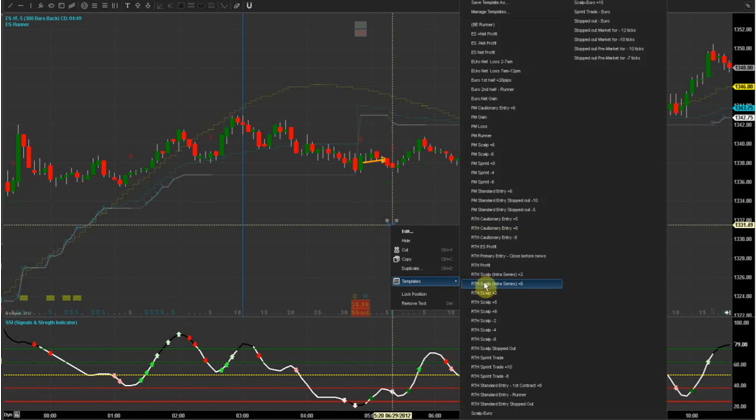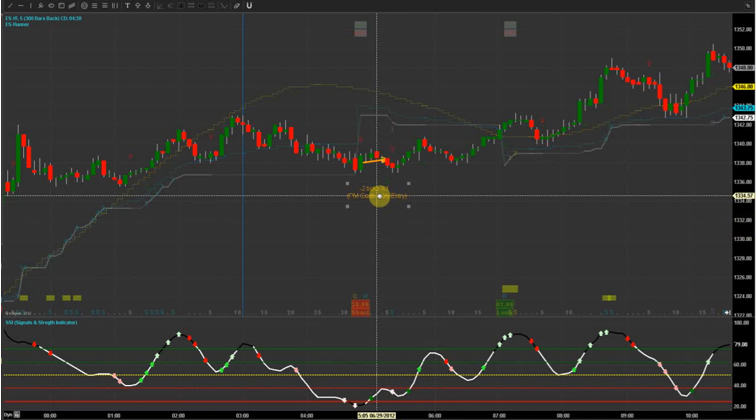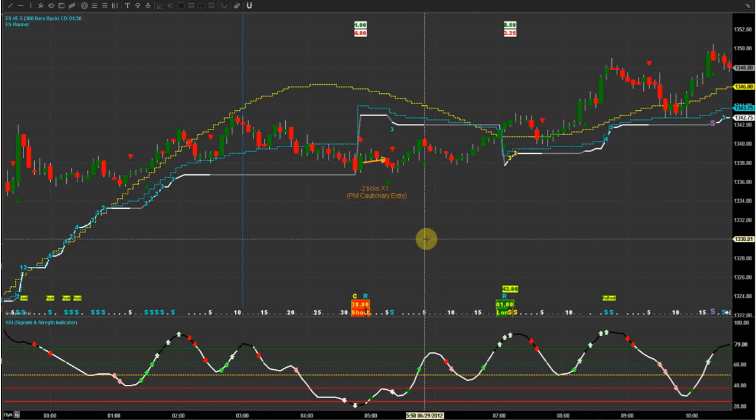We're going to make this a cautionary trade pre-market. And this one actually loses 2 ticks. By the way, some of you won't even take cautionary trades. They are lower. They still have good success, but they are lower success rates.